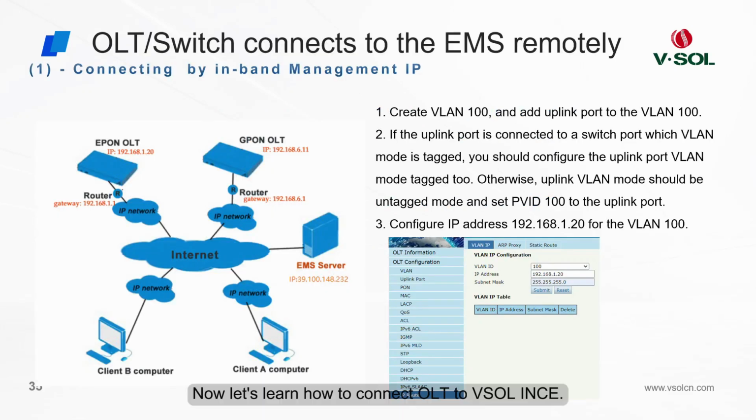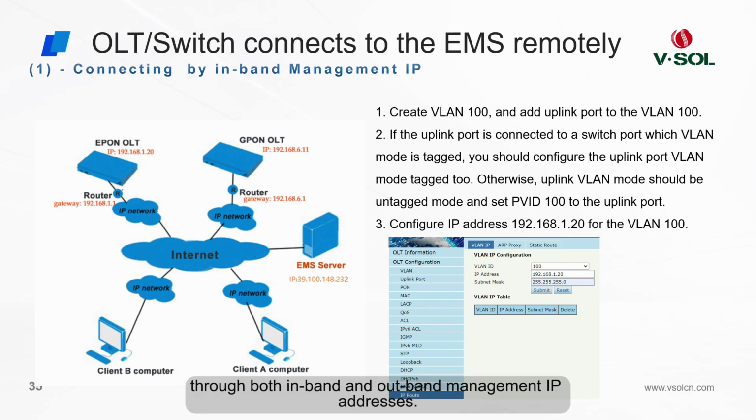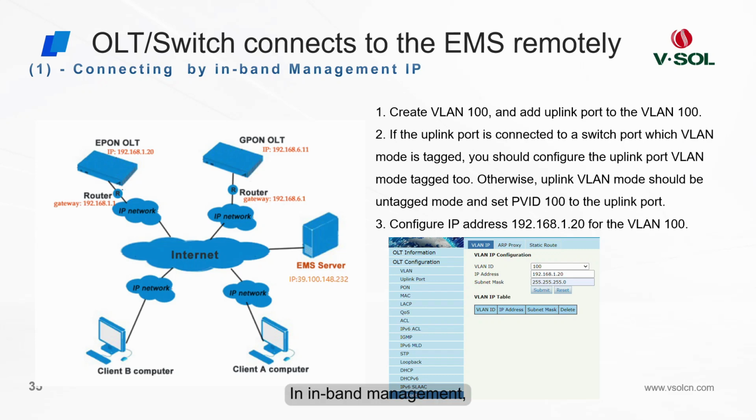Now let's learn how to connect OLT to VSOL INCE. In general, the OLT can connect to the EMS server through both in-band and out-band management IP addresses. In in-band management, you need to configure a VLAN IP address for the OLT, and then configure this VLAN on the OLT uplink port through which the EMS communicates with the OLT.